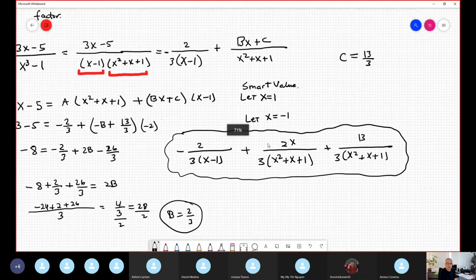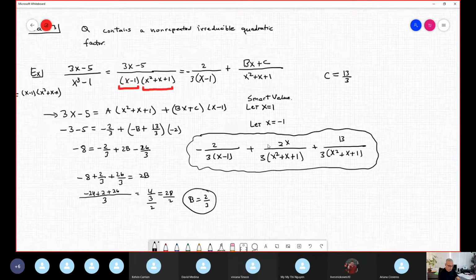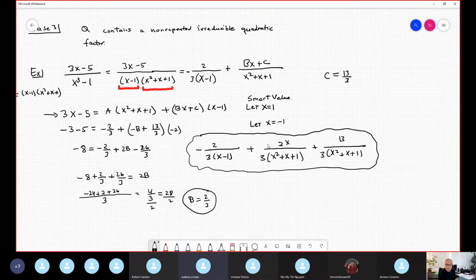Everyone follow me? Do you understand the idea behind this partial fraction decomposition? It's very, very useful. Just in case the professor is teaching calculus too. For sure. Professor, I have a question. Go ahead. Why did you use the friend value and then you used another smart value? Like, does it matter the order or no?